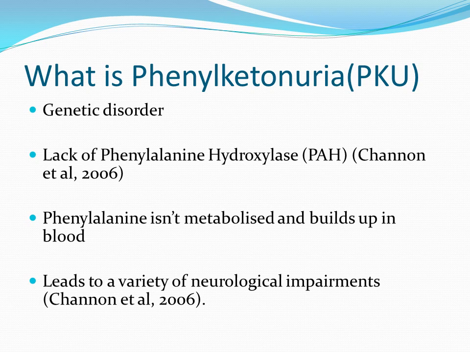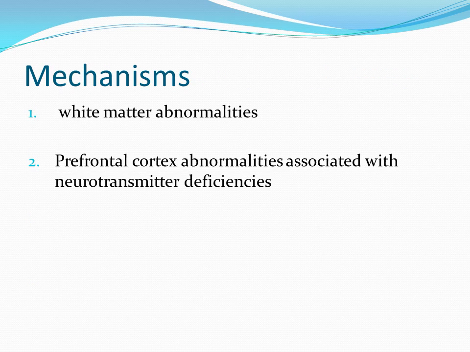PKU is a genetic disorder which requires both of the child's parents to have the gene passed on to the child. PKU is a lack of the enzyme phenylalanine hydroxylase, which is responsible for converting phenylalanine into the amino acid tyrosine. As phenylalanine isn't metabolized, it builds up in the blood where it can have negative consequences. So this does lead to a variety of neurological impairments, such as learning and behavioural deficits.